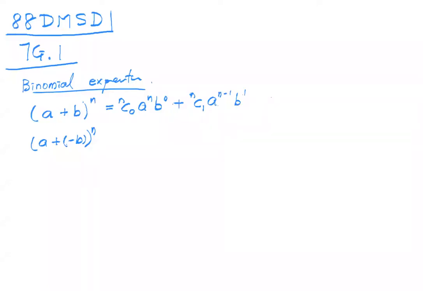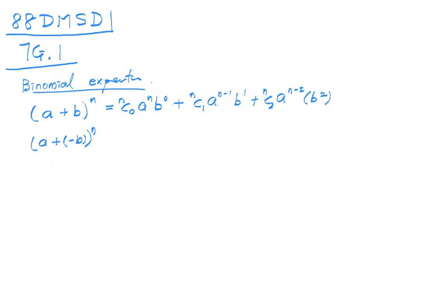You see, the power of A goes down, the power of B goes up. This is n minus 1, and here is 1; here minus 1, here is 0; here minus 0, and here is power 1. Plus, it's going to continue with this pattern: A to the power n minus 2, B to the power of 2.